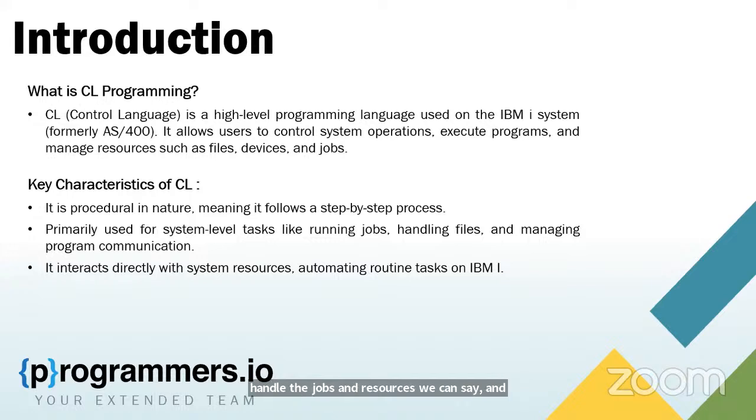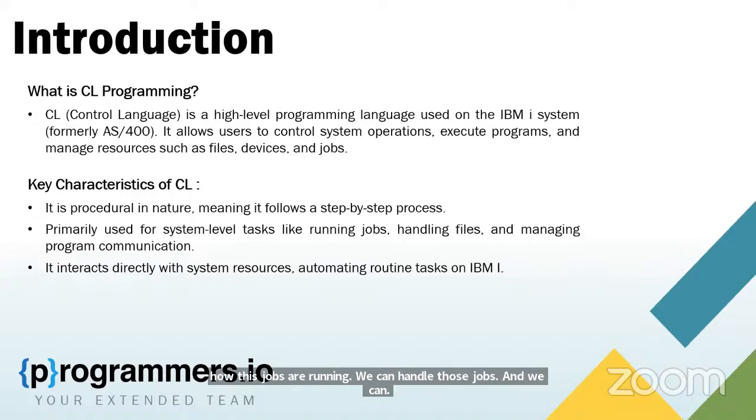The next point is key characteristics of CL. When we say key characteristics, it means what exactly CL is. CL is a procedural language, with a step-by-step process. The primary use of CL is in how jobs are running. We can handle those jobs, manage the program process as well, and also include file handling in this.